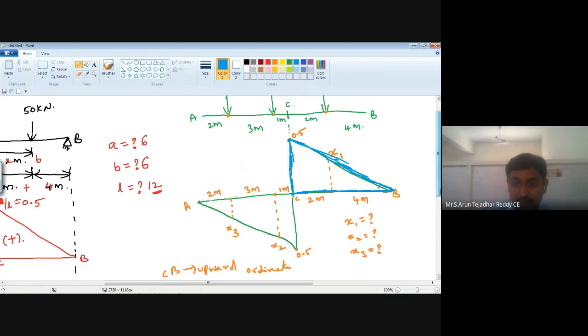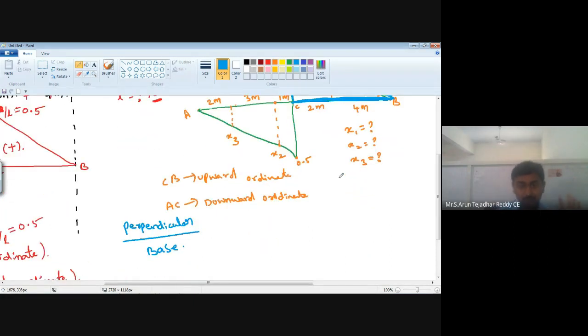In this one, the perpendicular is 0.5. And what about the base? From C to B, it is the base. In C to B, what is the span? 2 meter and 4 meter. It means 6 meter. So 0.5 by 6 is equal to, this is for the bigger triangle only.